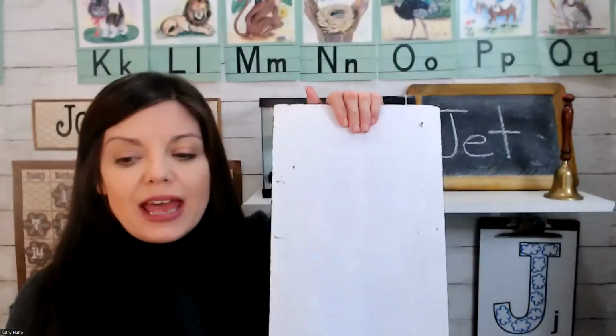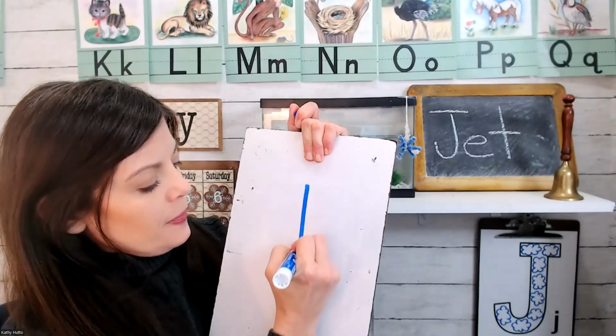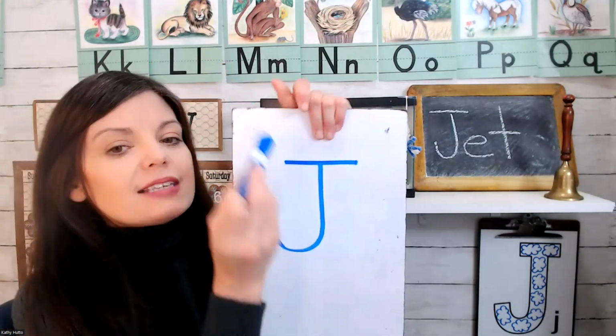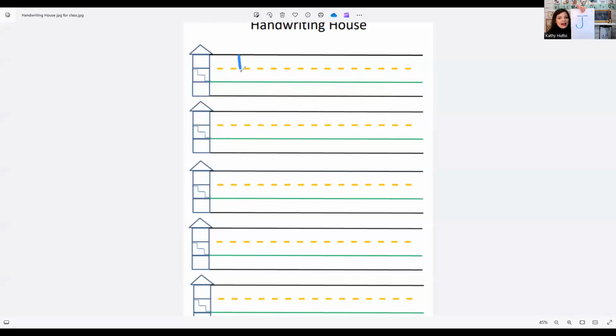To write a letter J, you're just going to make a line that goes straight down and then curve around. And then you're going to make a line across at the top. Let's practice writing uppercase J. Go down and curve around with the top. Let's go straight down and curve around and put a line across at the top.